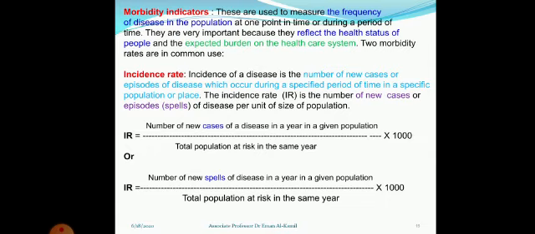For example, some people have frequent flu during the year, or frequent gastroenteritis during the year, many spells of the disease. Especially in children, they have frequent attacks of respiratory tract infection or gastroenteritis. So they have spells of the disease, and each spell is regarded as a new case. So the spell incidence equals the number of spells of a disease during the year divided by the total population multiplied by 1,000.